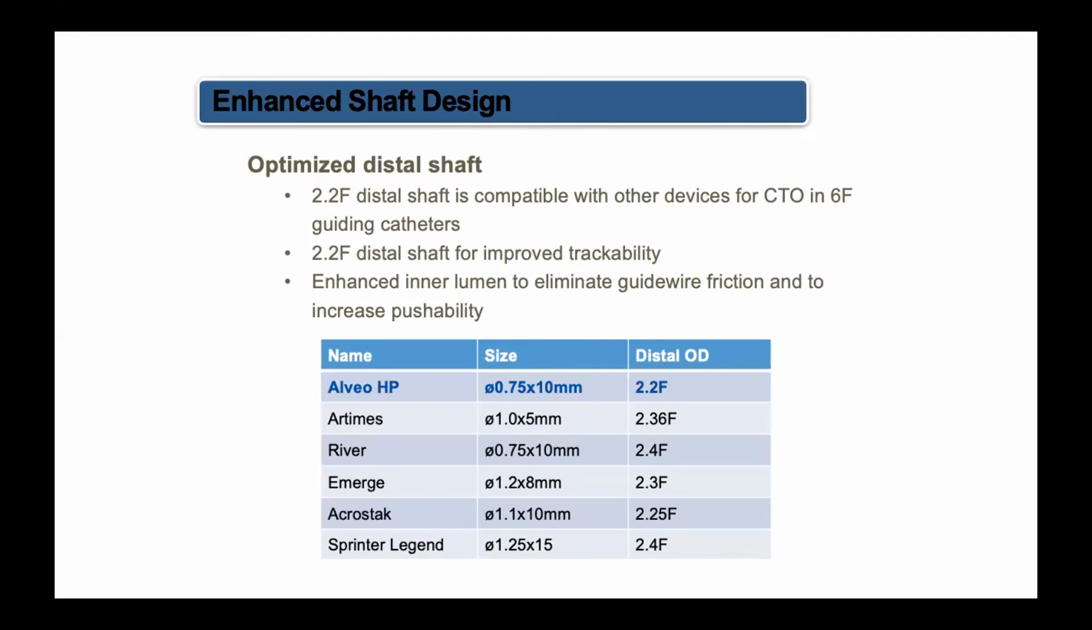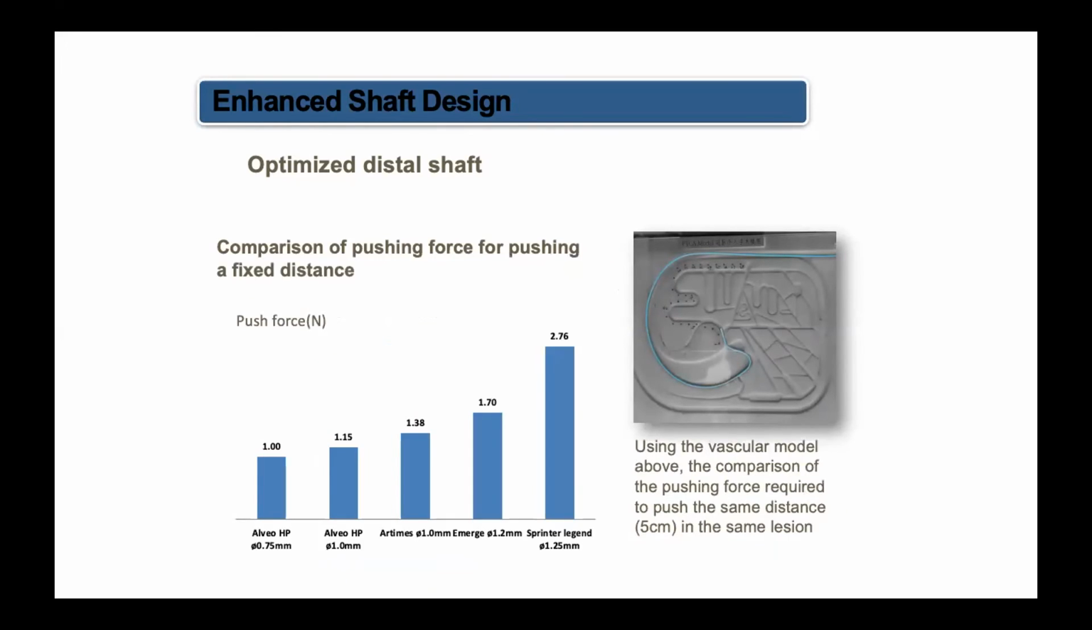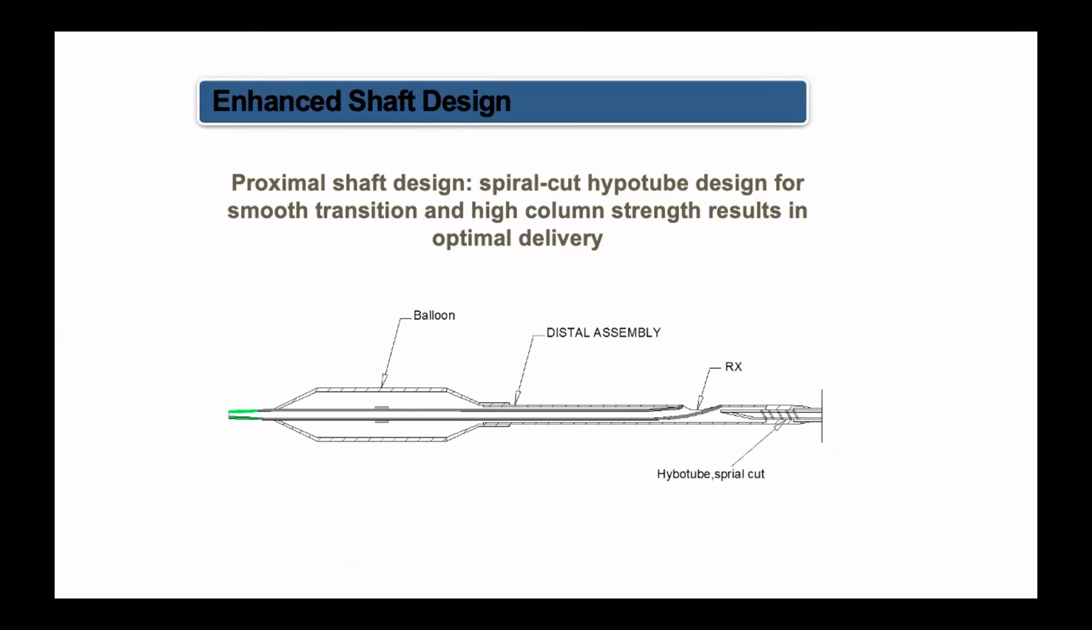It has an enhanced inner lumen to eliminate guide wire friction and to increase pushability. And this we can see often with longer cases, that we suffer a lot from guide wire friction with other balloons. So it has a very good push force. We can see that Alveo has the best pushing force among all the other CTO balloons. The proximal shaft design, the spiral cut hypotube design, for smooth transition and high column strength, results in optimal delivery of the balloon catheter.